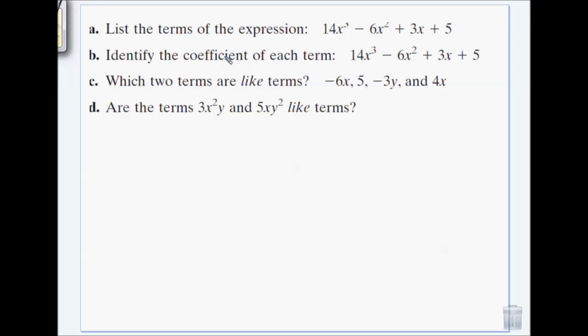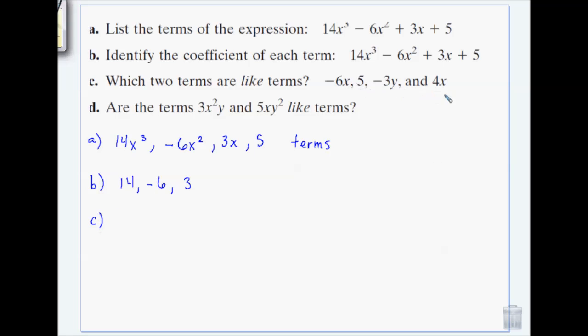Okay, so let's look at the terms. My terms are 14x cubed, negative 6x squared, because it's minus 6x, which is the same thing as negative 6x, 3x, and 5. These are my terms. My coefficients are 14, negative 6, and 3. 5 is not a coefficient, it's a constant, right?